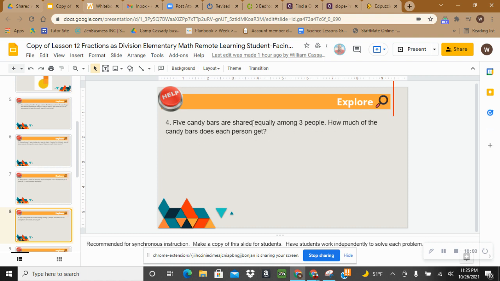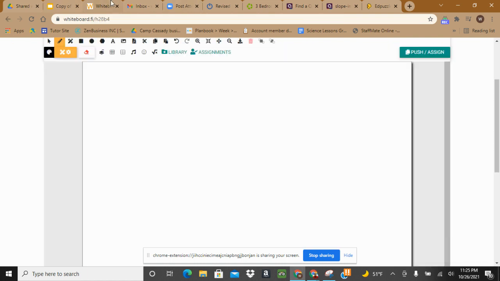You can box in how much, box in shared equally to know that I'm dividing. And remember how much of the candy bars. So it's in the question. So that is what I'm going to be dividing. And since I got people, I know I'm going to be putting the candy bars as my numerator. So I'm going to go to the whiteboard and write 5 divided by 3 equals 5 over 3, because the first number is going to be my numerator, the second number is my denominator.